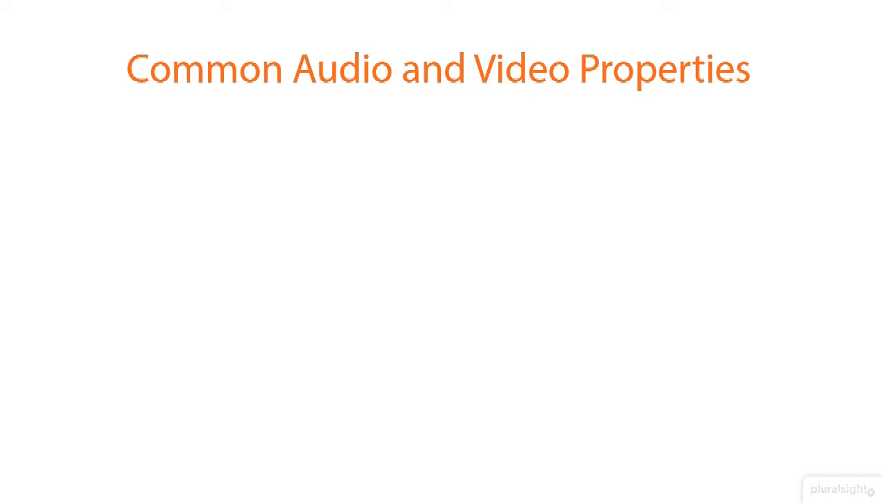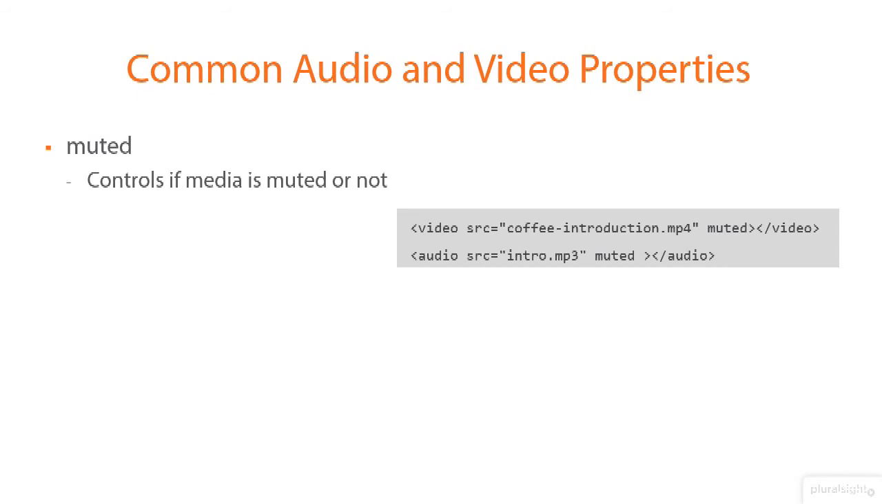The last common property between the audio and video element is the muted property. Quite logically, this attribute allows us to control if the media should be muted or not. You can see the attribute being used here in the sample code.